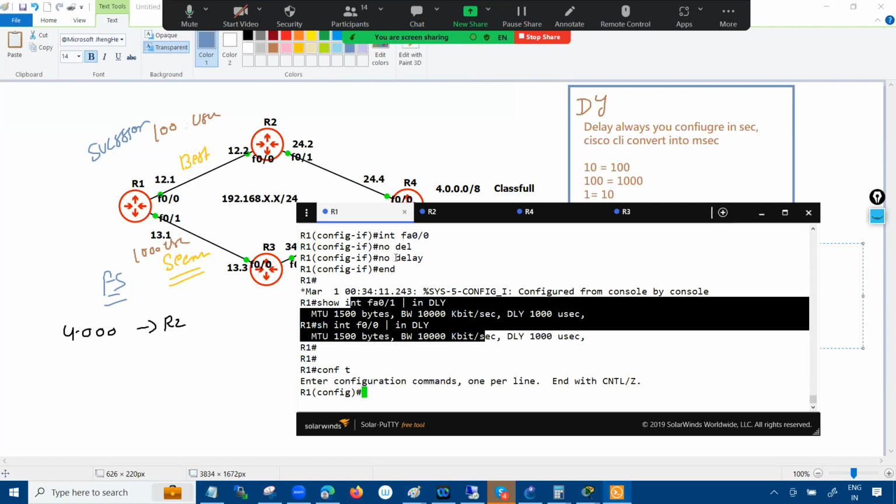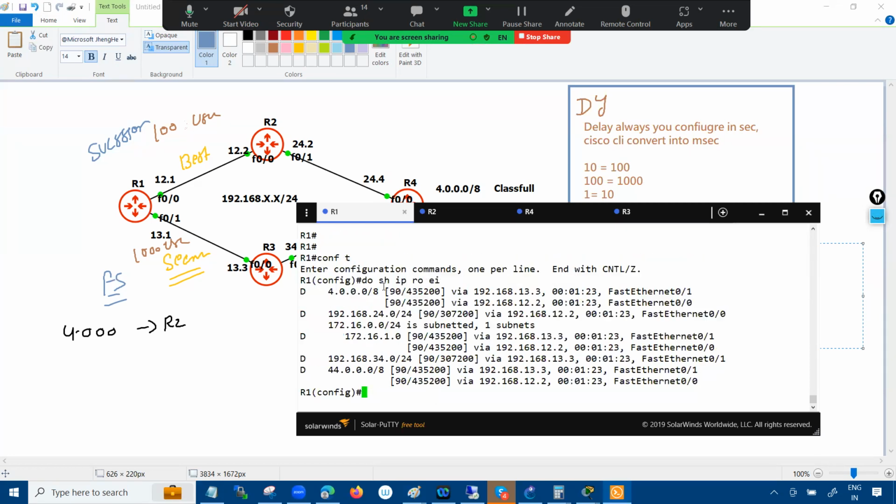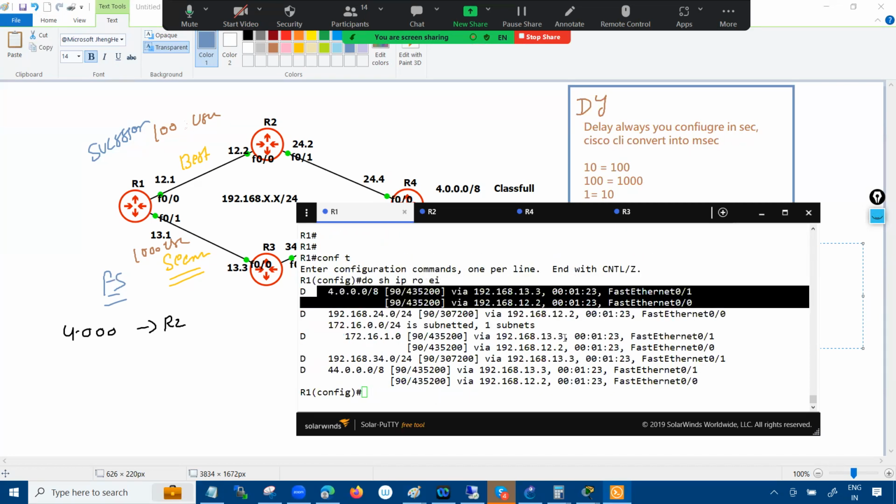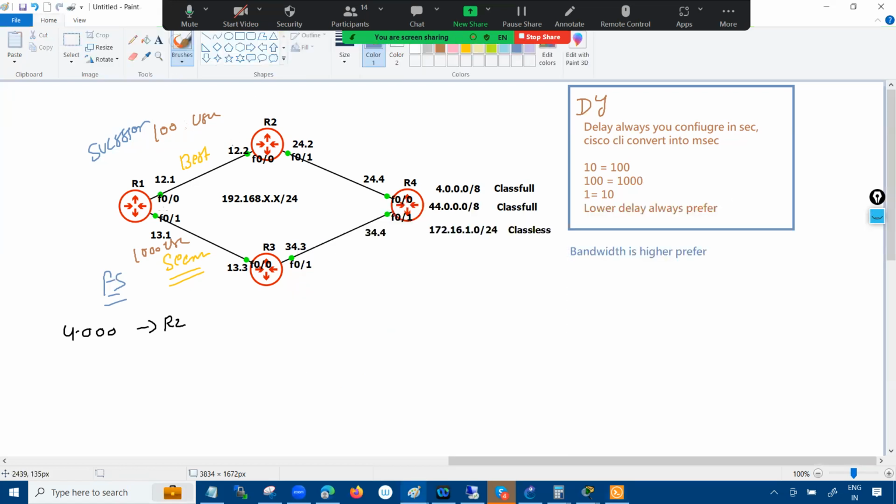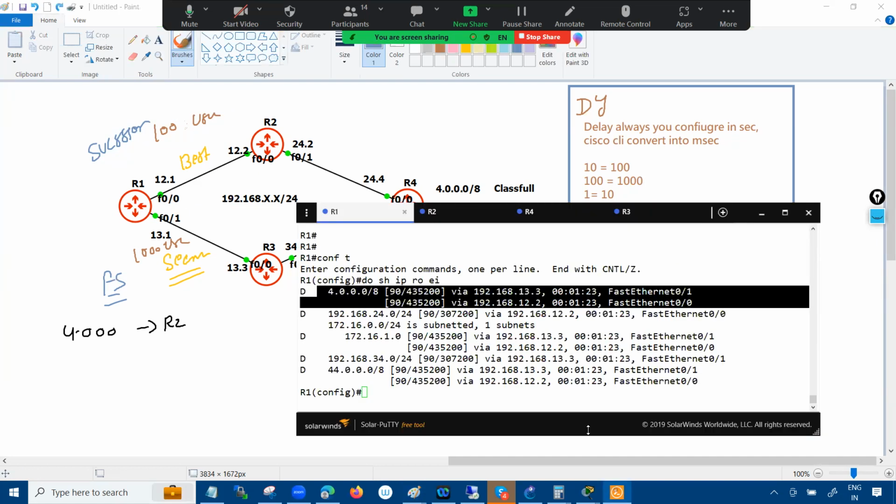Right now my routing table is doing equal cost load balancing, ECMP. But I want to make this one the best. This is how the question will come in interviews and examinations. They will ask you, make this the best route, but you're not allowed to change the delay. If you're not allowed to change the delay, then your option is what?